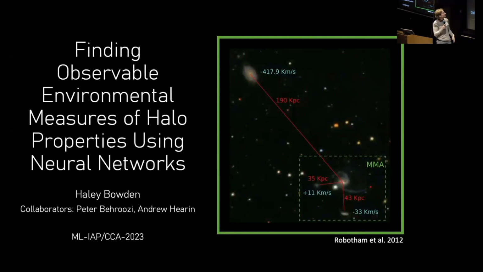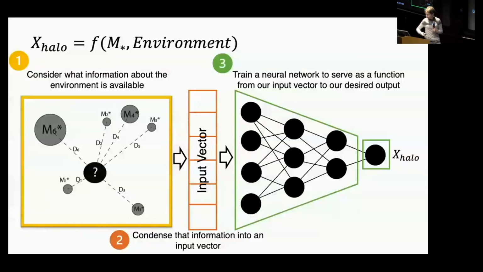And I want to talk to you about finding observable environmental measures of halo properties using neural networks. The idea being that when we look at galaxies in a survey, we should be able to use their observable properties and also the neighboring galaxies to be able to learn about the environment.